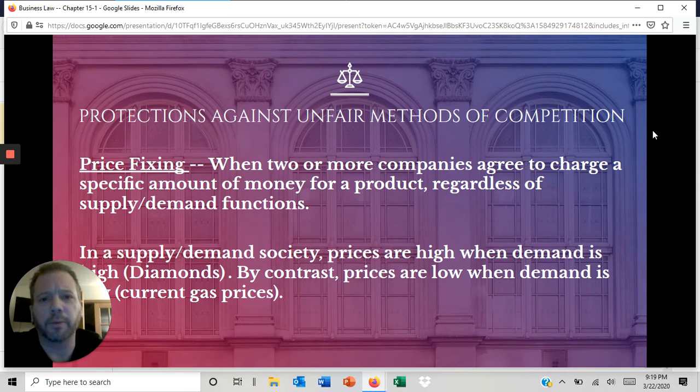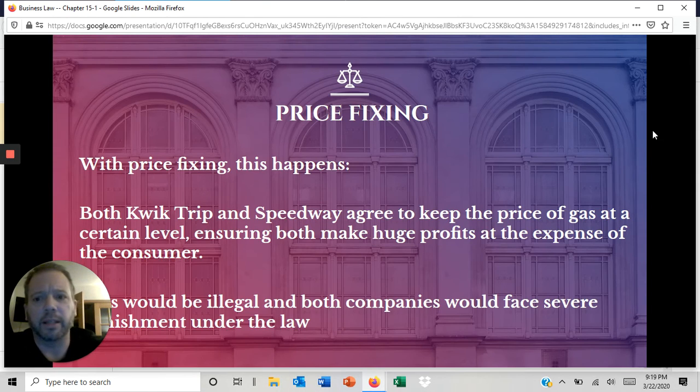If gas prices were to stay high, as I think I say in my slide here, when Quick Trip and Speedway agree to keep the price of gas high during periods of low demand, that would be price fixing. Okay, and that is illegal. So price fixing is when two or more companies get together and decide that they're going to charge a certain price for something no matter what.